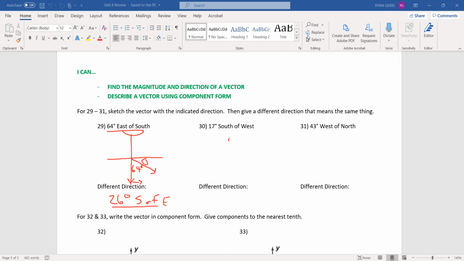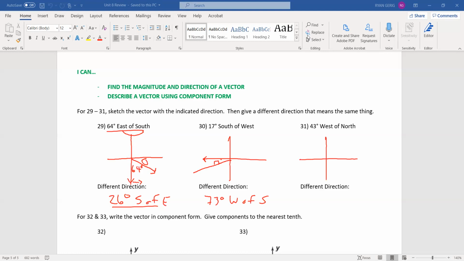17 degrees south of west. So south, I'm going to go down from west. 17 degrees is not even close to halfway, so it's going to be like that. 17 degrees goes there. A different direction would be 90 minus 17, which would be 73 degrees west of south. And 43 degrees west of north.